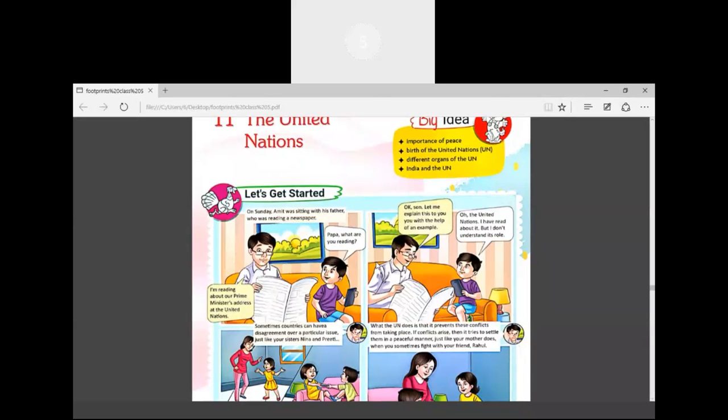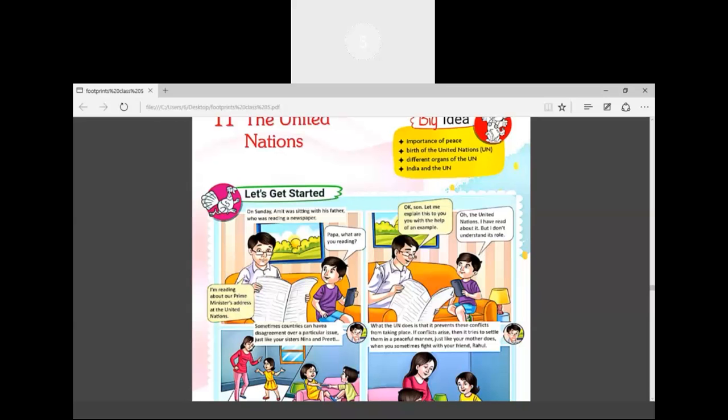So what was he reading? He was reading the Prime Minister's address. Address means when someone gives a speech to an audience, that is known as addressing the audience. So what was he reading? Our Prime Minister's address at the United Nations. The Prime Minister gave a speech where? At the United Nations.